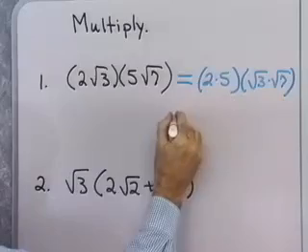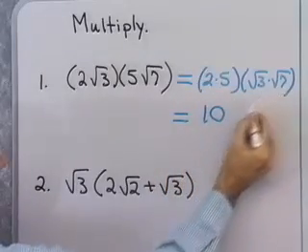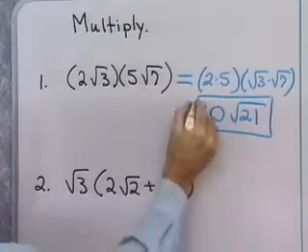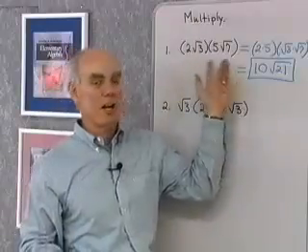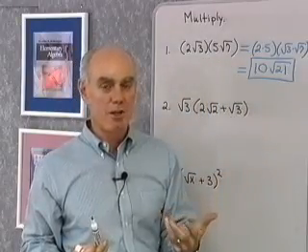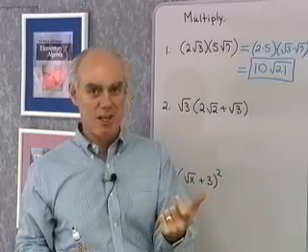That's the commutative and associative properties. Now 2 times 5 is 10, and square root 3 times square root 7 is square root 21. So the point of this is, when it's all multiplication, I can multiply the numbers that are outside the radical, and I can multiply the numbers that are inside the radical. But I can't multiply something outside a radical with something inside a radical.